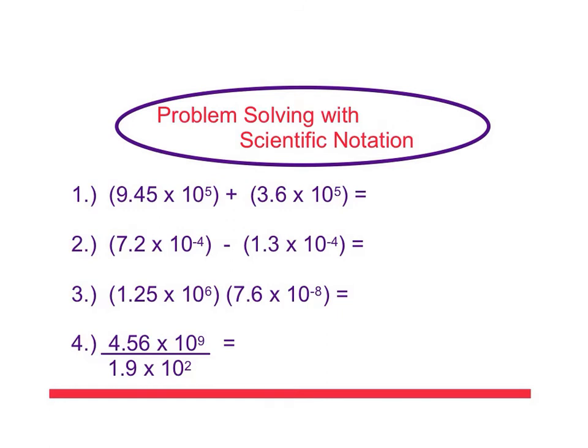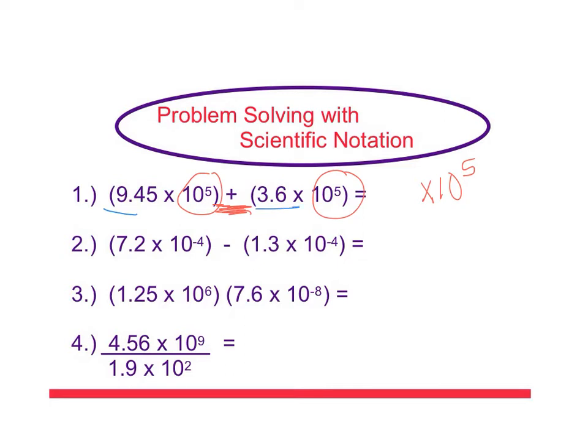So let's look together at example number 1. It says 9.45 times 10 to the 5th plus 3.6 times 10 to the 5th. If we're going to add numbers in scientific notation, our exponents must be the same. So we have a times 10 to the 5th and a times 10 to the 5th. That means we can go ahead and complete this addition problem. We're going to write times 10 to the 5th power in our answer, because we'll maintain the same exponent. And then we're going to take our 2 decimal numbers and add them together.